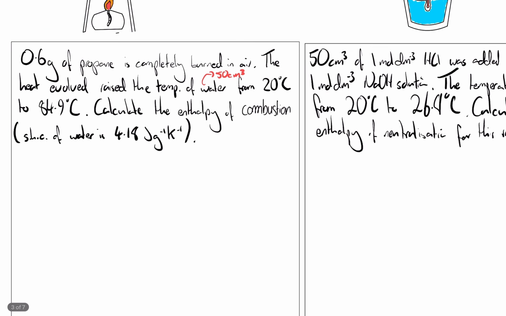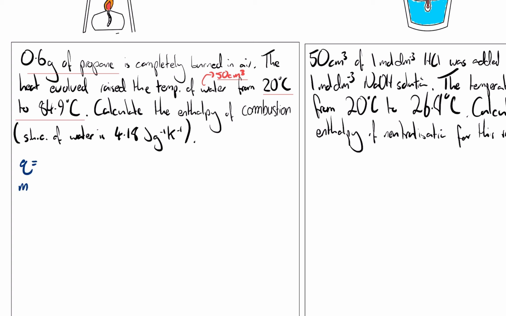Typical example, 0.6 grams of propane is completely burnt in air. Heat evolved raises the temperature of 50 centimetres cubed of water from 20 degrees centigrade to 84.9 degrees centigrade. Calculate the enthalpy of combustion, and we've got our specific heat capacity there. Right, so we've got our equation. Q equals mc delta T. M, we're told we've got 50 centimetres cubed of water.